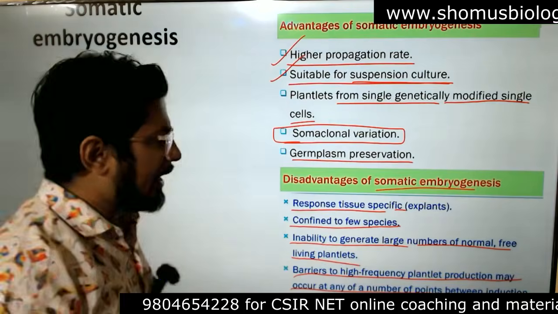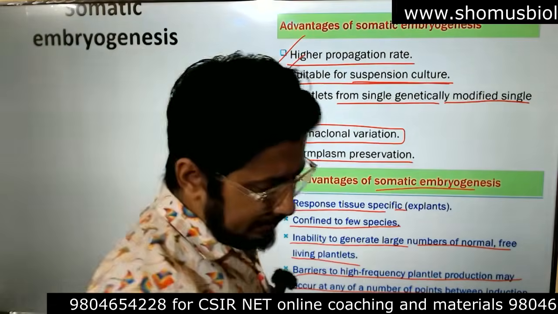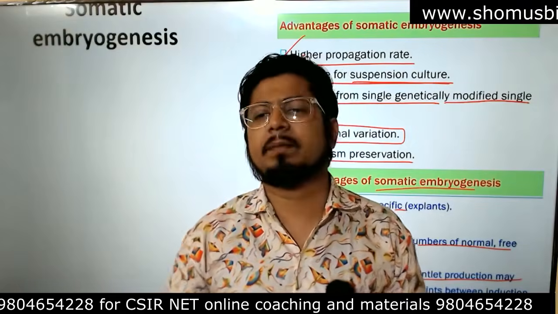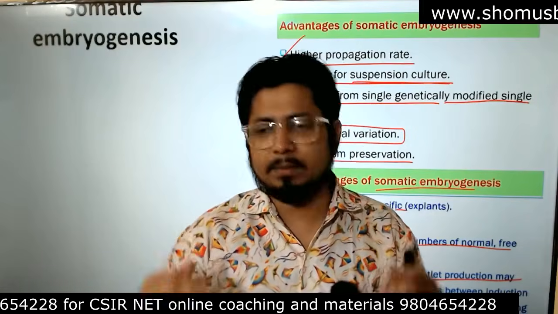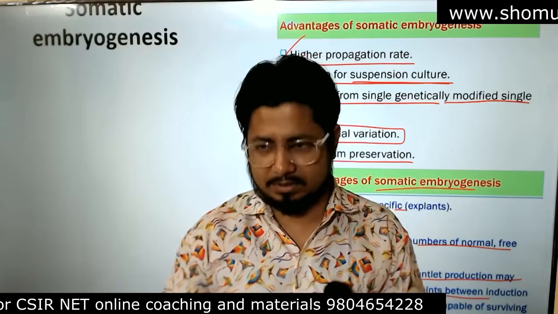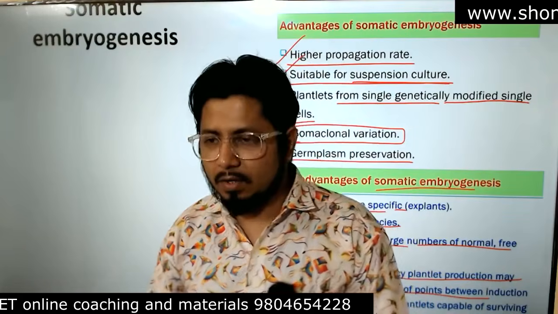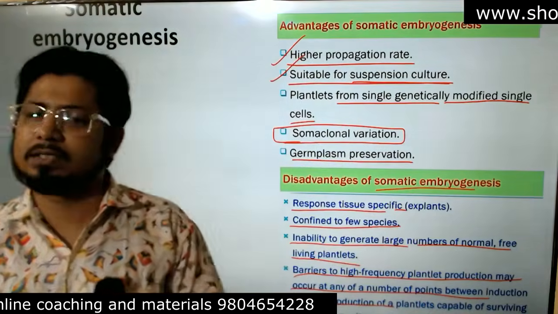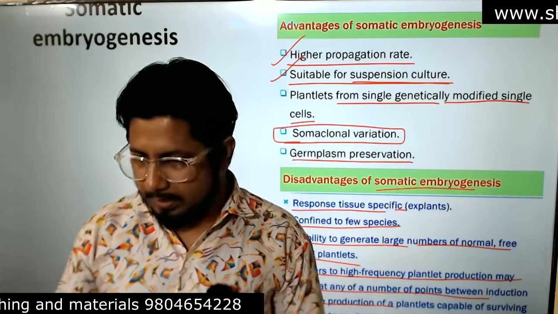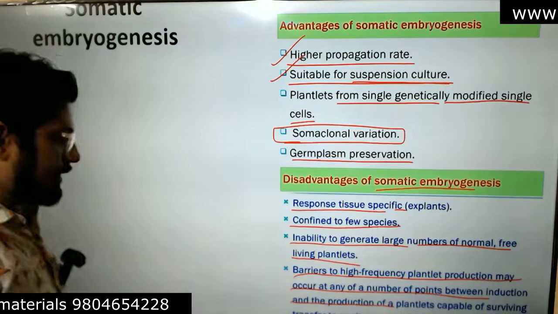So basically, in this case, there is a barrier to high-frequency plantlet production. In simple terms, when we have a single cell, we can produce the same identical plants in multiple numbers, and we can preserve that cell type as an artificial or synthetic seed for future times, as germplasm preservation. That's the advantage of somatic embryogenesis over normal traditional embryogenesis, because somatic embryogenesis is achievable in a lab, outside of actual environmental conditions. So you can use it for that purpose.